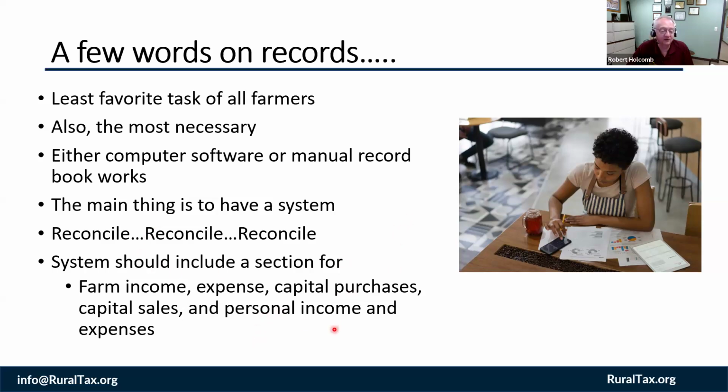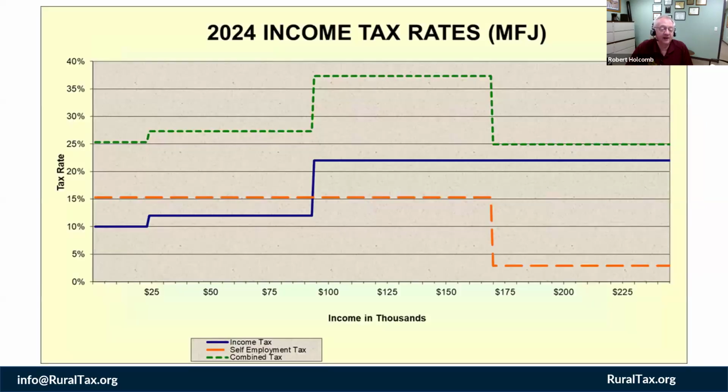And I'm also a fan of keeping track of that family living, the personal income and expense. Yes, it's more work to punch it all in, but the rule that we want to tell everybody is, if it's not written down, it doesn't exist. It's the only way you're going to know what your family living expenses are.